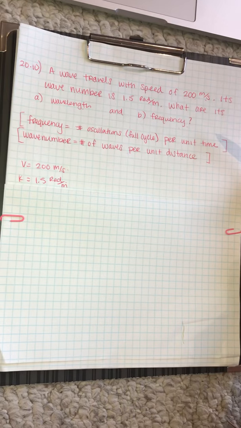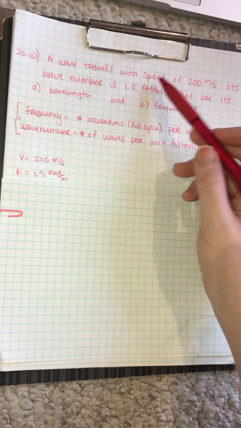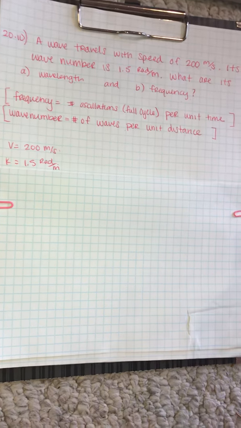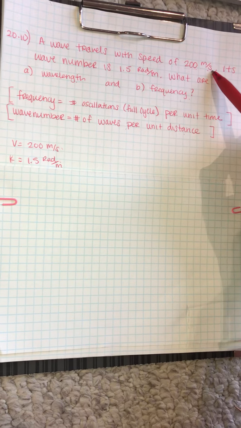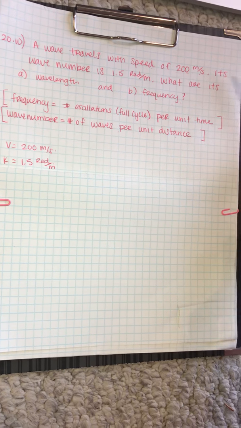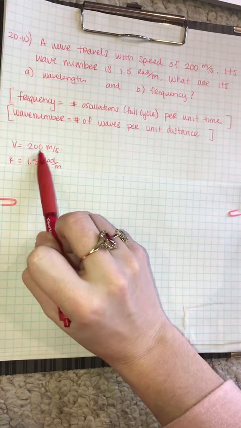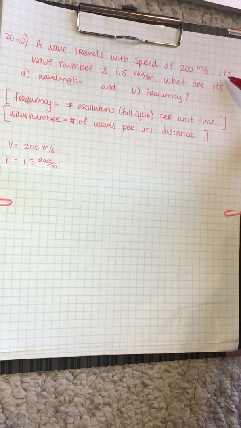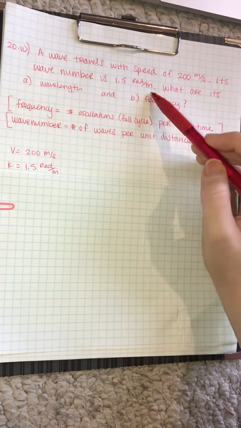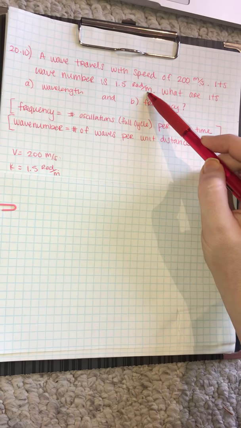So the first thing they tell us is the wave travels with speed or velocity of 200 meters per second, which is saying that for every 1 second that passes, the wave travels 200 meters. So I have that written as velocity equals 200 meters per second, and then it also says its wave number is 1.5 radians per meter.